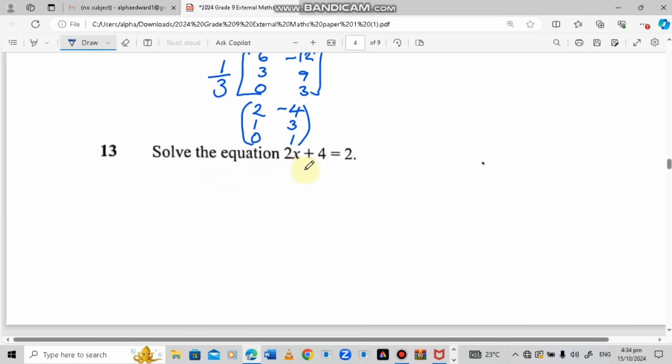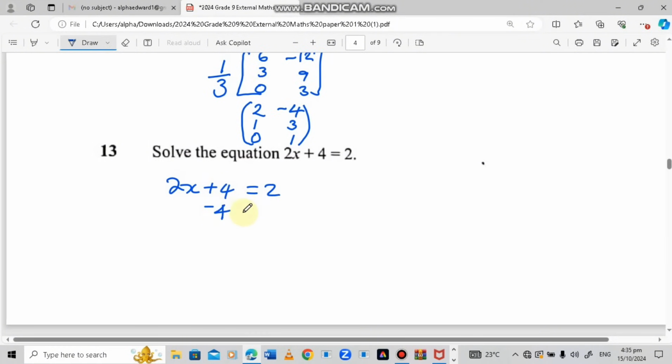Number 13, solve the equation. So the equation is 2x plus 4 is equal to 2. So to solve the equation, it means they want you to find the value of the variable x. So on the left, aim at remaining with a term that has the variable that you are looking for, x. So meaning this other term must be removed from this side. So this is positive 4. To remove positive 4, we're going to do the opposite of positive 4, which is minus 4.